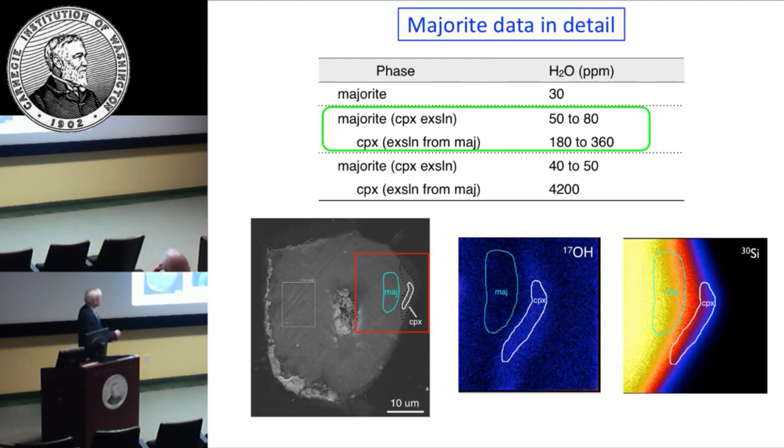Here's another example. Again, here's the Majorite where the clinopyroxene exsolved from it. So it's 40, 50, 50, 80, 30. They're all in the same range, whereas the clinopyroxene has most of the water. And you can see that here in this particular slide, where the clinopyroxene has the higher water signal here in 17 OH. Now, what does that 4,200 ppm mean?